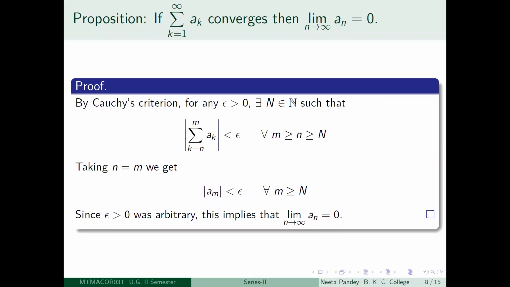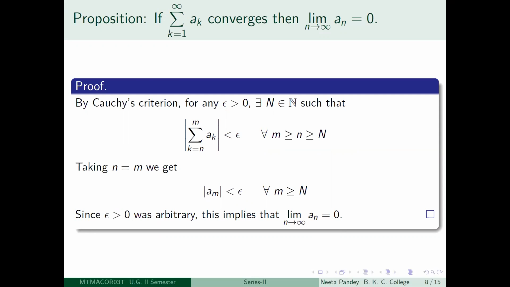Okay, so now we do a very small result which gives you a necessary condition: if summation k equal to 1 to infinity ak converges, then limit n tending to infinity an has to be equal to 0. So this is a very small result, but it is very useful. So let us see how to prove it.